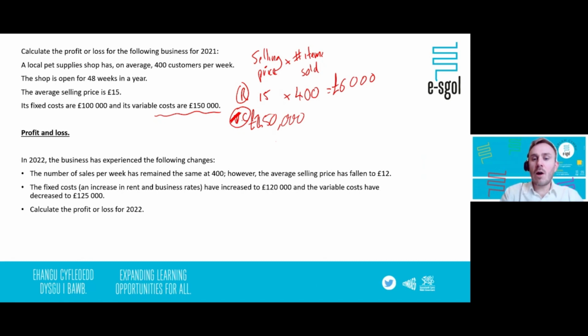So now we can work out our revenue. This isn't a very good example because of the figures we've used, but 6,000 take away 250,000. So our total revenue minus our total costs would provide us with our profit and loss.